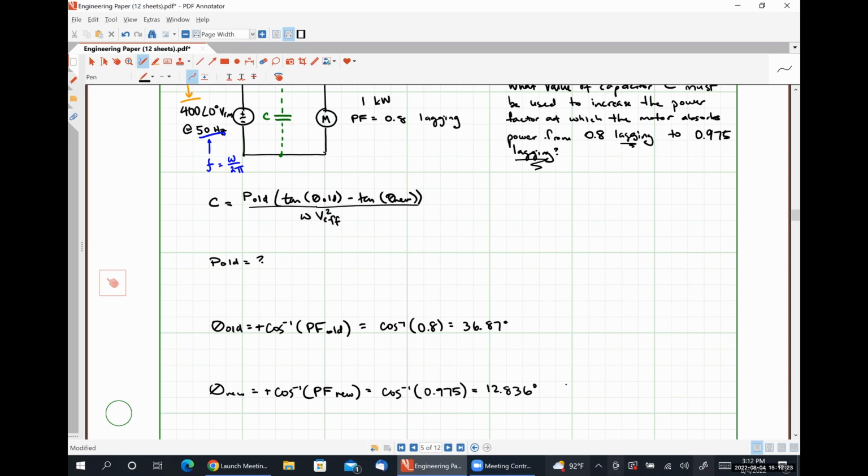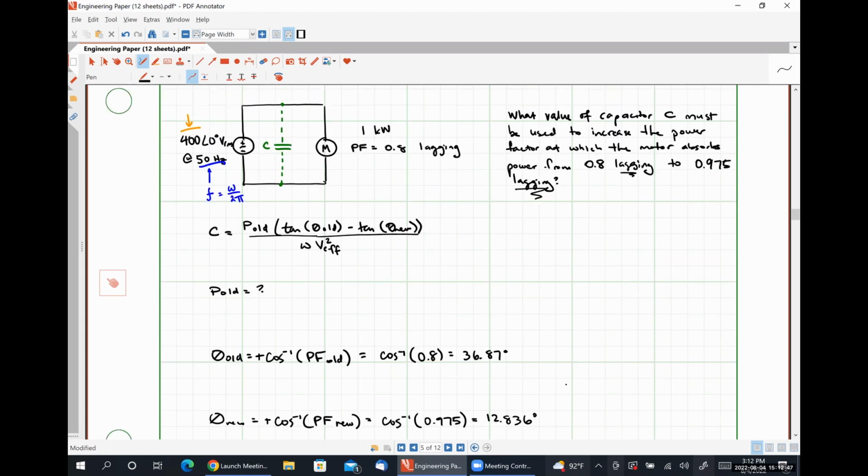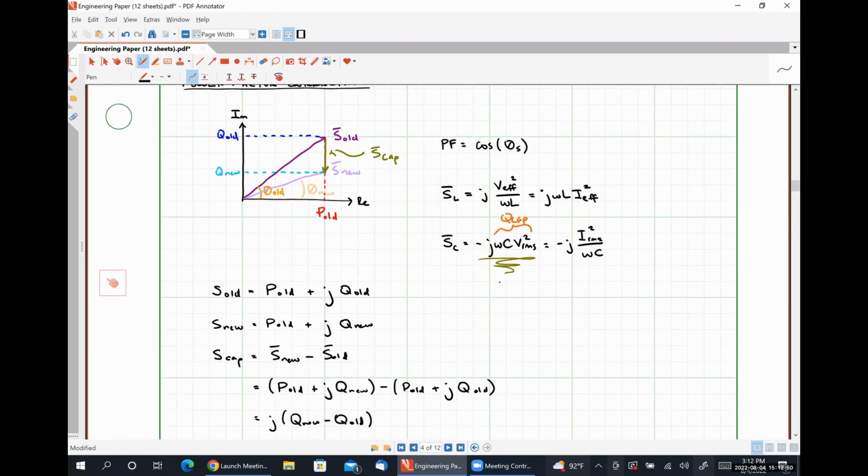Does anybody have any thought about P old? Could anybody tell me what P old represents? So let's go back to our graph. P old is the average power absorbed by our load, both before and after power factor correction. Okay.